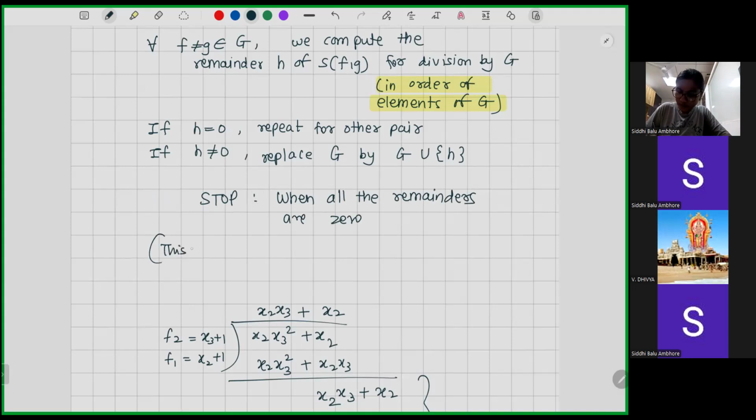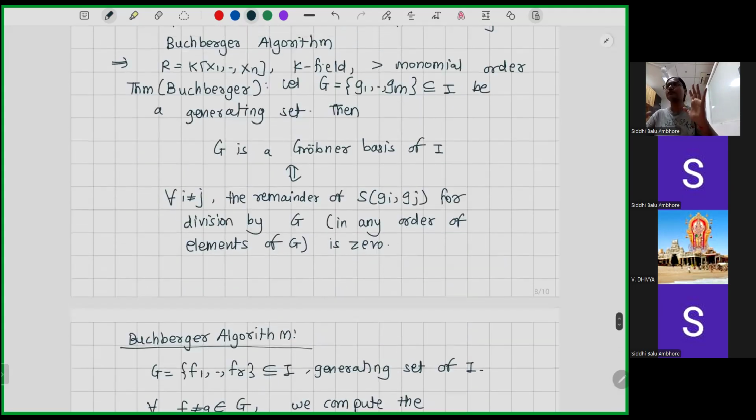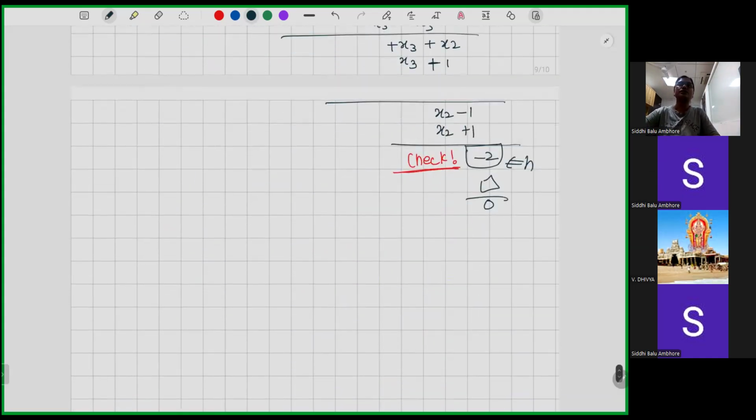And this stops because of ACC of polynomial rings. Okay, this process stops. This is not an infinite process where we keep on adding elements here, okay? Because the polynomial ring has finite variables, this process stops.